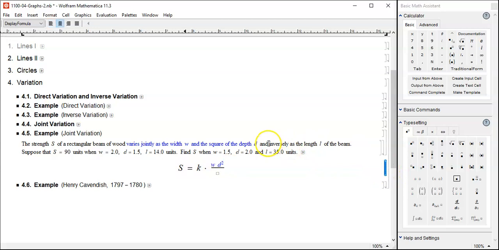Now the problem says inversely as the length L, and the problem specifically said inversely, so L goes down here, and let's use red font. Kind of color coding. L is inverse variation, red. W and D squared are direct variation, blue.